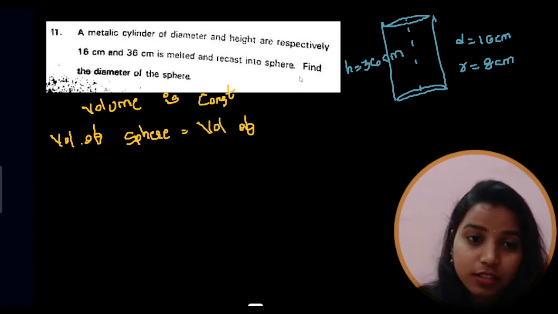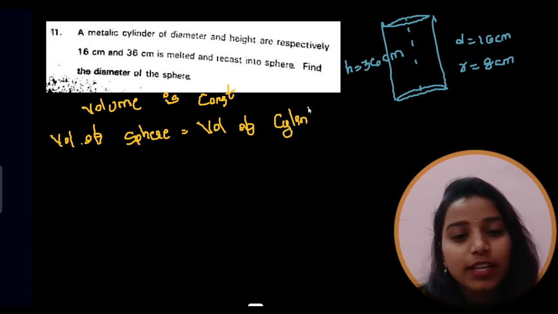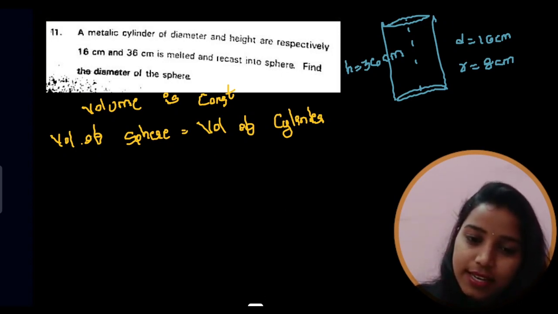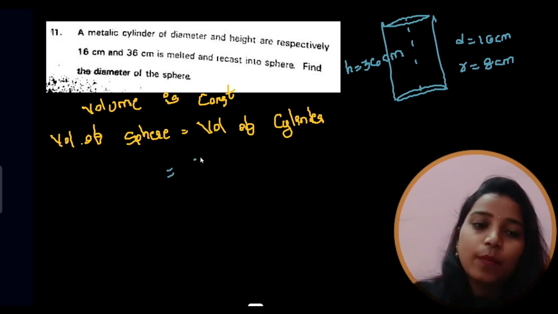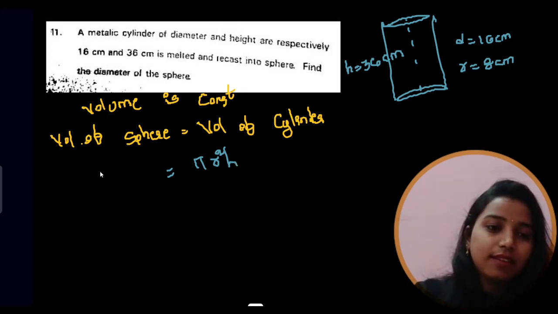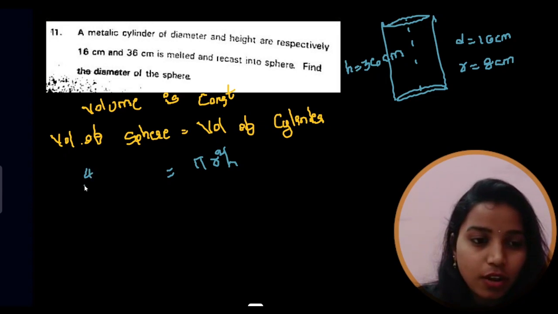What is the first shape? Volume of this cylinder, right? Now you need to know the volume formula of a cylinder. It is pi r square h. Simply substitute these values, pi r square h, and this is equal to the formula for a sphere, which is nothing but 4 by 3 pi r cube.